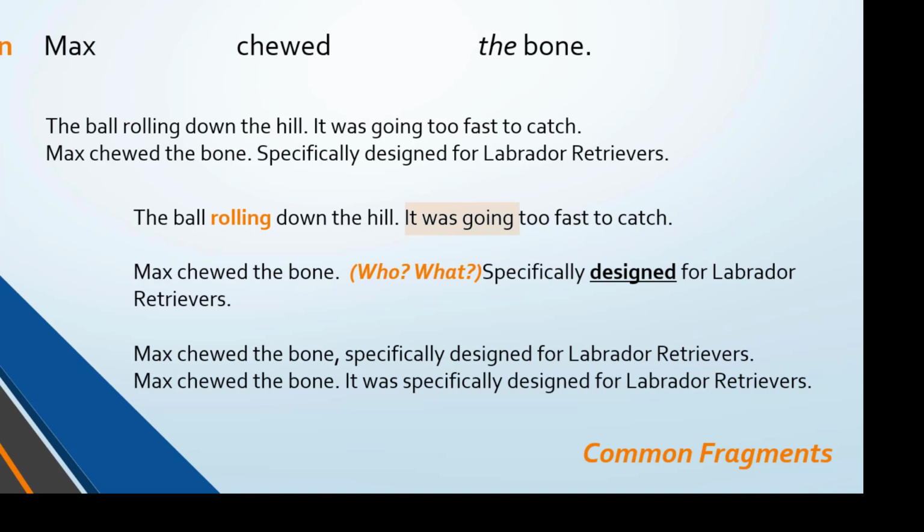Another common type of error comes from a phrase that is additional information. And sometimes instead of connecting it to the sentence, we set it aside as its own sentence when it really shouldn't be. Max chewed the bone. Complete idea. Specifically designed for Labrador retrievers. Who is, what is? We don't really have a full idea here, a full sentence, because that phrase is really referencing the bone. So we need to make that clear to the reader. Max chewed the bone, comma, specifically designed for Labrador retrievers. In this case, we're including the extra information in the sentence, but setting it off with a comma. In the second example, we're adding a pronoun and a verb, it was, so that we can punctuate it as its own sentence and make it into a complete thought of its own.